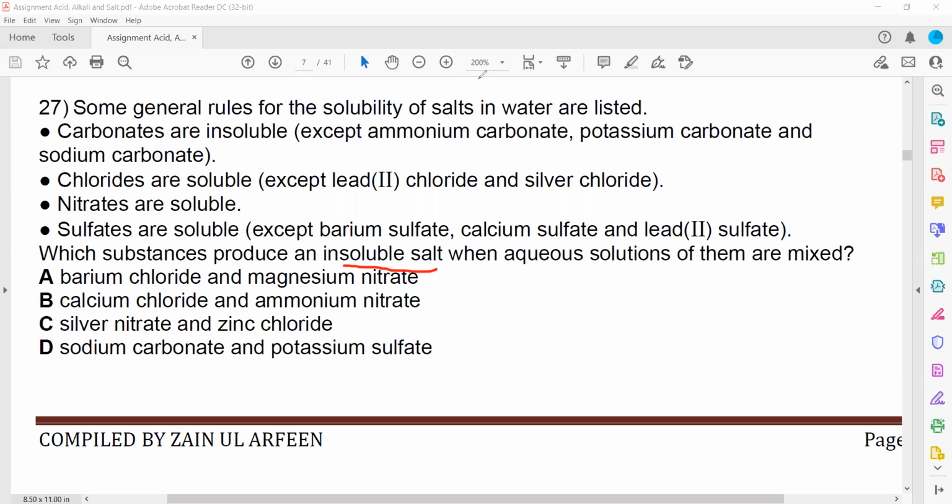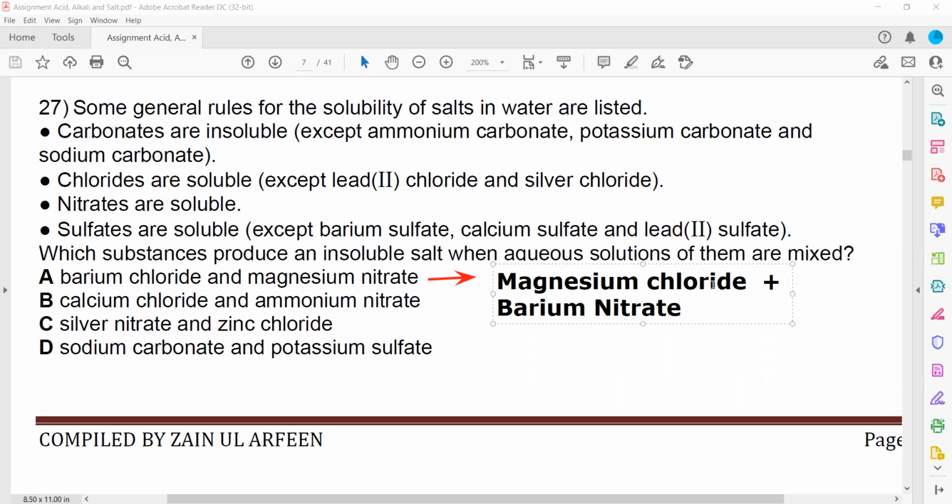For example, if we mix the first one, barium chloride plus magnesium nitrate, what will be the product? Barium will take the position of magnesium and magnesium will take the position of barium, so it will produce magnesium chloride plus barium nitrate.